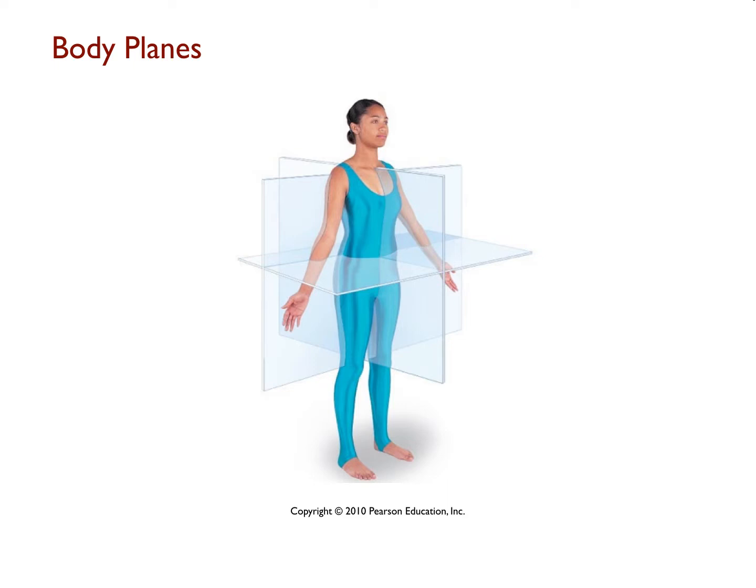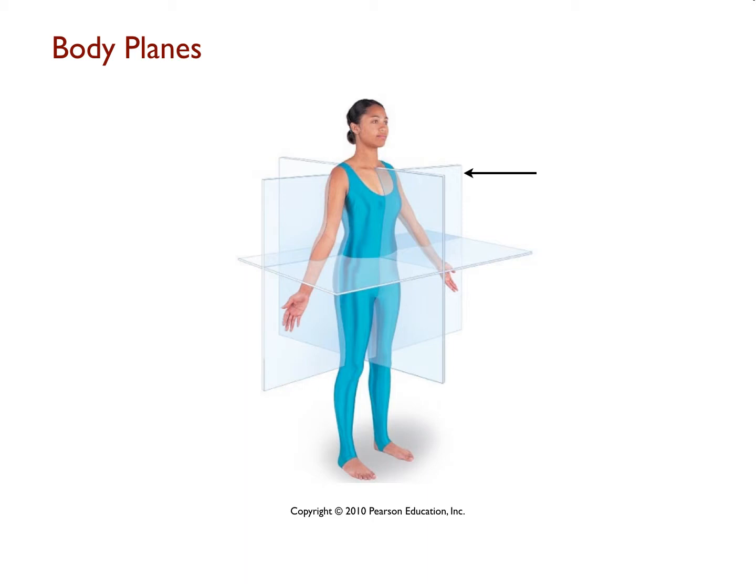Take a look at the figure. First, notice that the woman in this photo is standing in anatomical position. Passing through the body in different directions are three planes, each of which divide the body into two distinct sections.